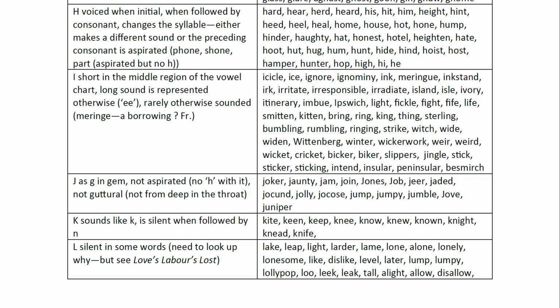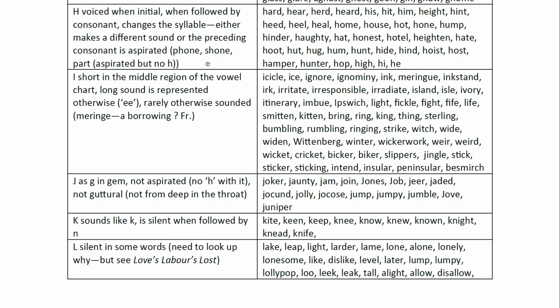When followed by a consonant, it changes the syllable. For example, when H follows a consonant; I think it should be, when preceded by a consonant. This is a mistake, erratum, whatever it's called. Pardon me, I beg your pardon. So when a consonant precedes the H, that is, when H comes after a consonant, not before it, it changes the sound. Either it makes a different sound altogether, or the preceding consonant is aspirated. For example, phone. So P comes before H, and you say phone, and shone. So it's a different sound altogether.